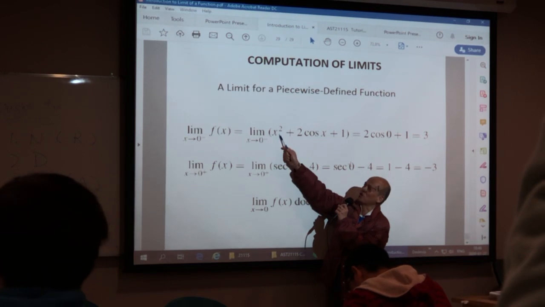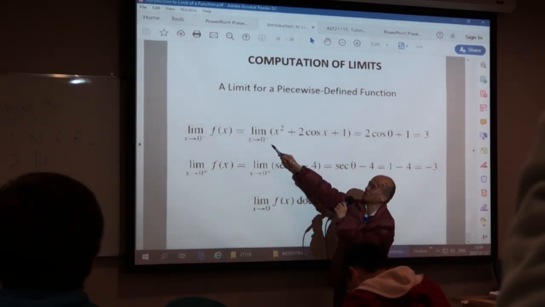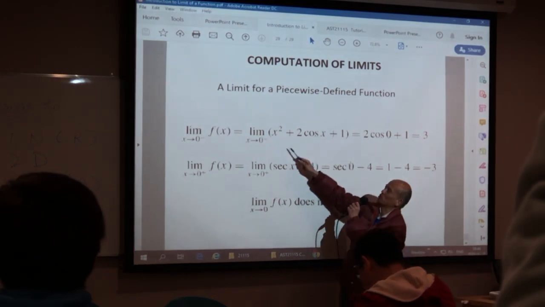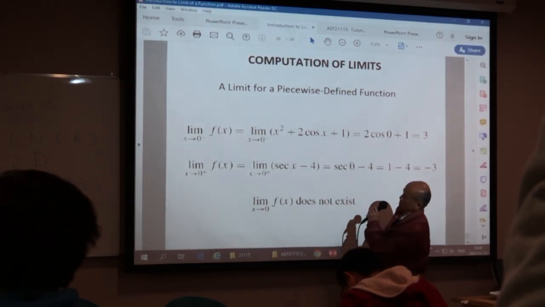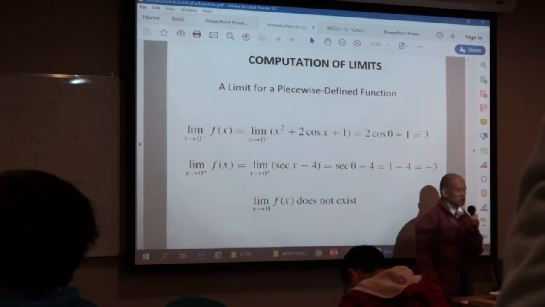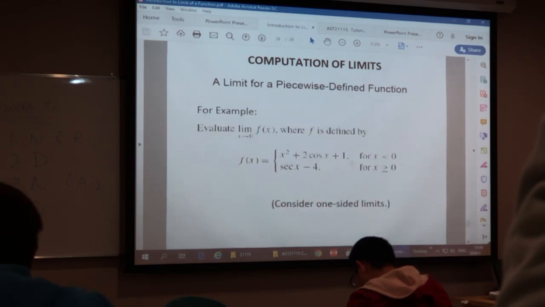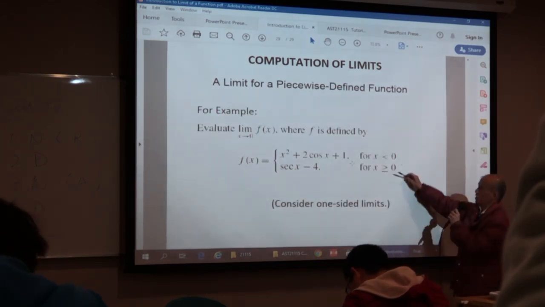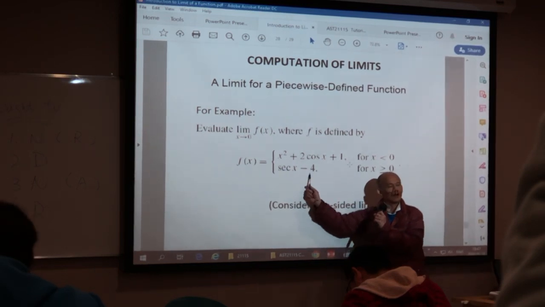Now this is a polynomial, so direct substitution works. This is a cosine function, so direct substitution works. Therefore, we just do direct substitution into it. The calculation result is 3. When we approach 0 from the right, then it is governed not by this function.